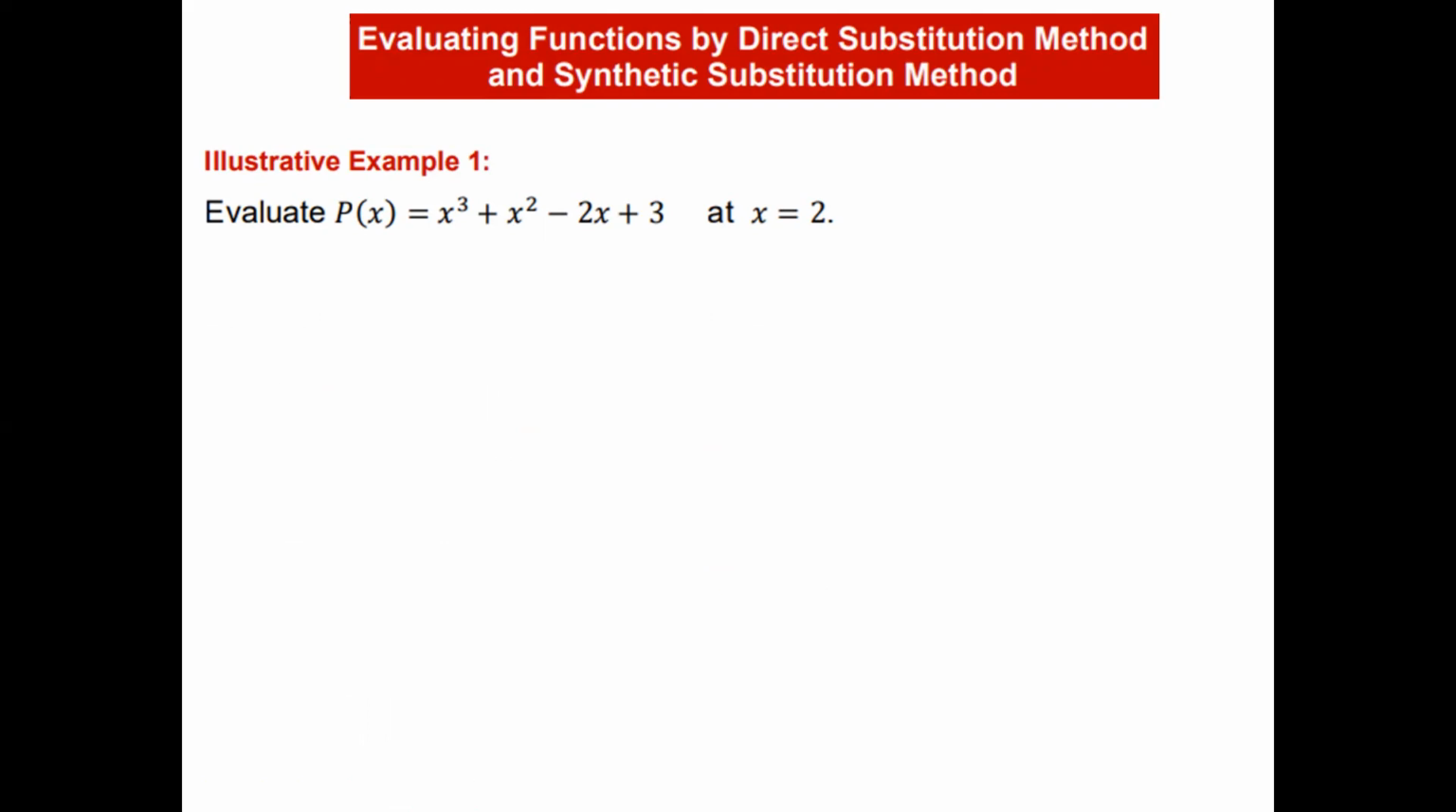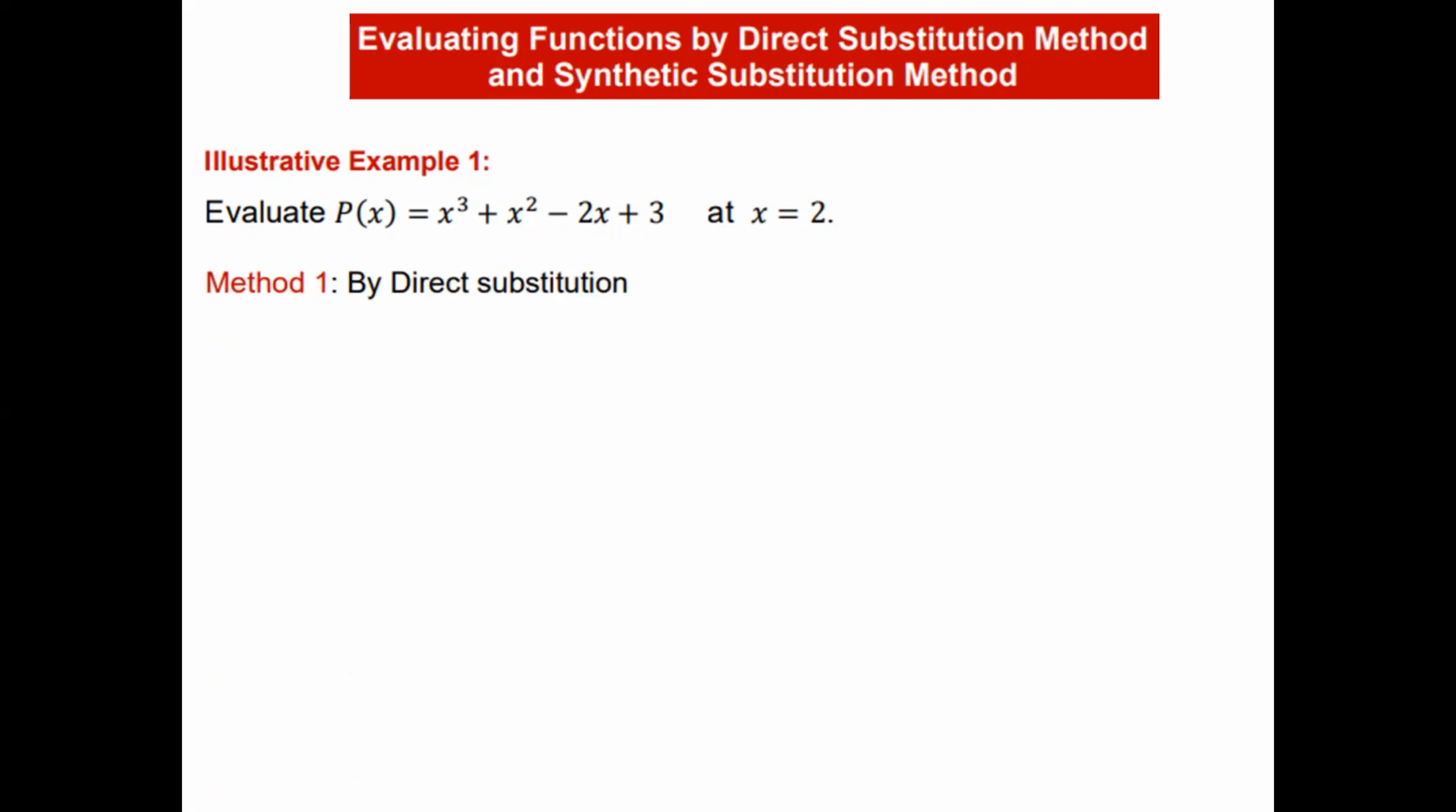Evaluate P of x is equal to x cubed plus x squared minus 2x plus 3, wherein x is equal to 2. Kapag pina-evaluate ang P of x, ang ibig sabihin, ang pinapa-evaluate is P of 2. Okay? So ano ba ang value ng P of 2? Dahil ang x is equal to 2, ang ibig sabihin sa ating function, lahat ng x, papalitan lang natin ng 2. So magiging ganito yan.